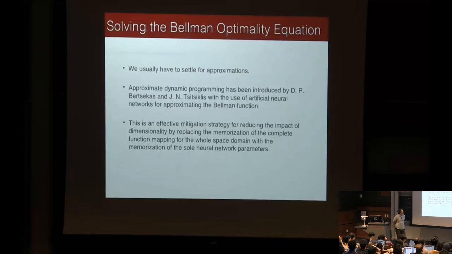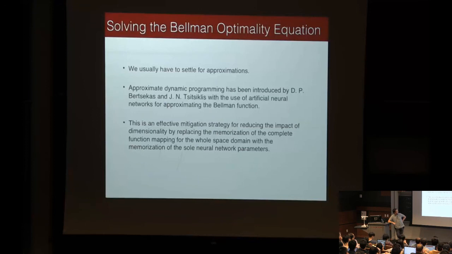We're going to look at approximate dynamic programming. In fact, we're going to look at dynamic programming in the next class, just to give us some idea of how we can learn these policies. But approximate dynamic programming was introduced by Bertsekas and Tsitsiklis with the use of artificial neural networks. And so this is where we will later on look in the class of how we can use neural nets to do approximations that will allow us to deal with the exponential state space.